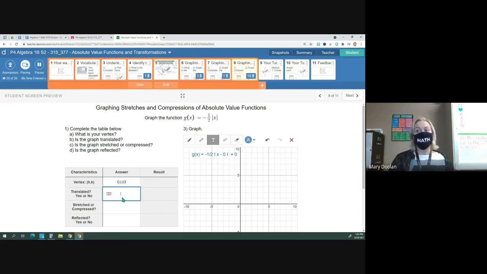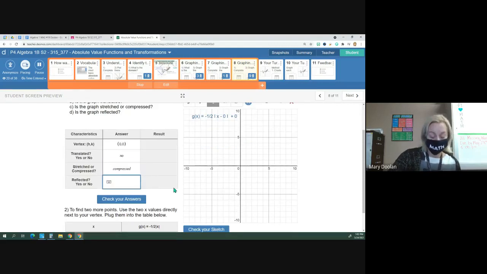Is it translated? h and k are what translate it. If h and k are both 0, then no, it's not translated. Is it stretched or compressed? Yes, we just saw that. It's going to be compressed because of the negative here. No, I'm sorry, because of the 1/2 here. The absolute value of a is 1/2, which is between 0 and 1. Is it reflected? Yes, that's because of the negative.